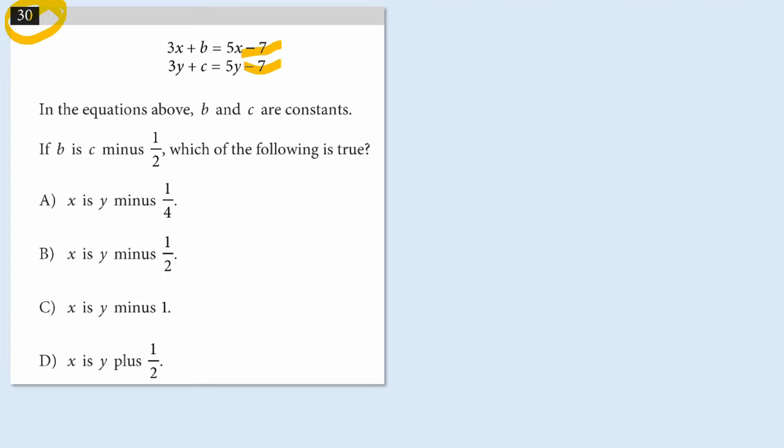So what I realized is I can use that fact, and if I can put both equations in the format of 7 equals something, then I can set those two equations equal to each other. So let's first look at this equation here. So 3x plus b equals 5x minus 7. And I want to isolate the 7. I want to get it all by itself.